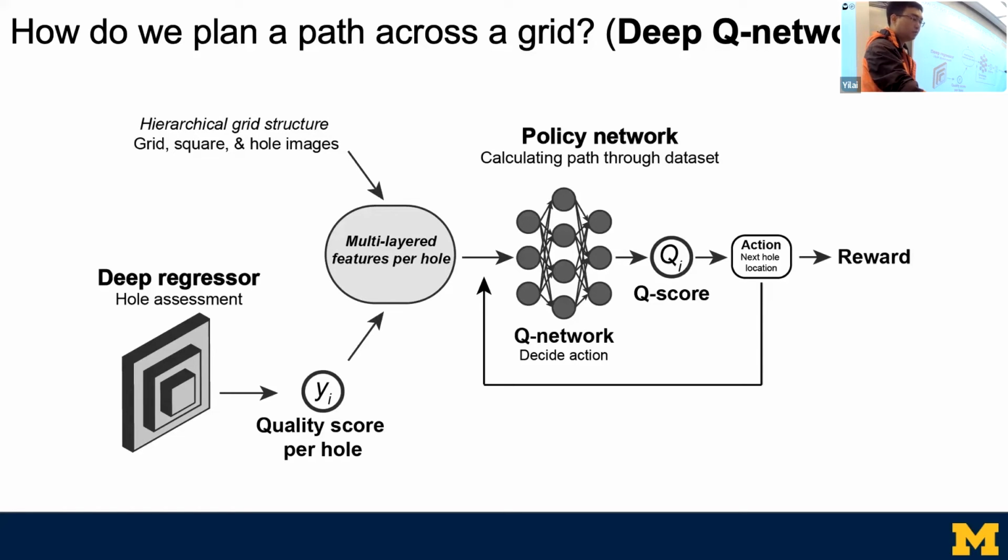And what it will output in the end is that the DQ network will output a series of actions. Basically, you have maybe a few thousand candidate holes, and the algorithm will tell you that you should click on this hole first, and the next one, and then the next one. So it will output the trajectory of holes that it thinks you should collect.